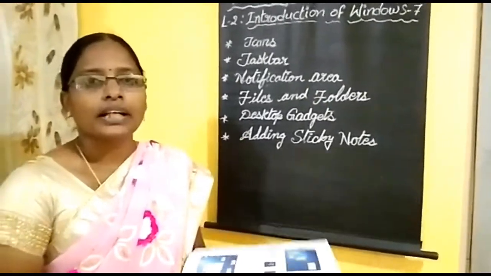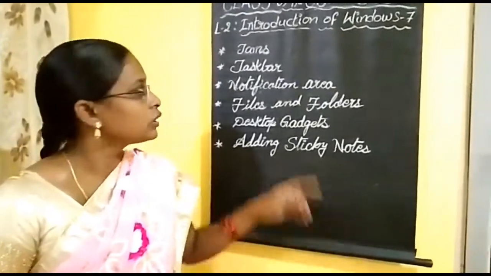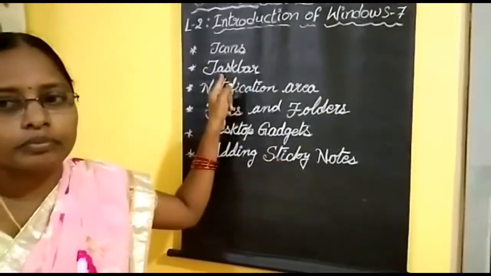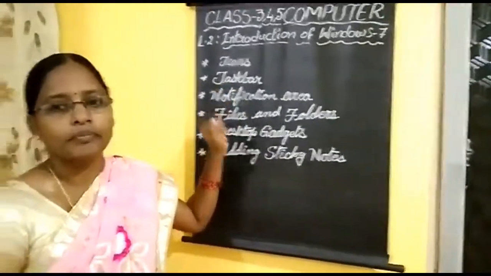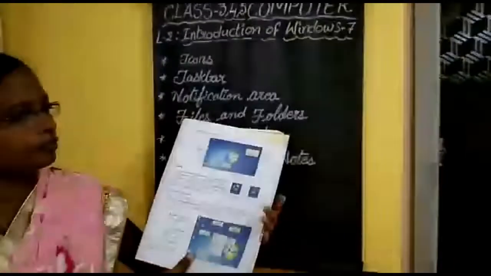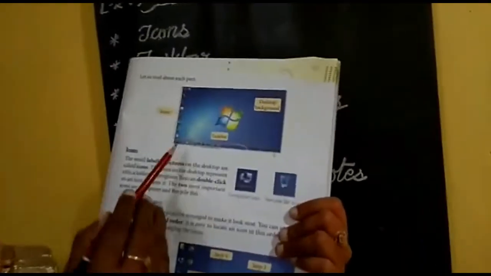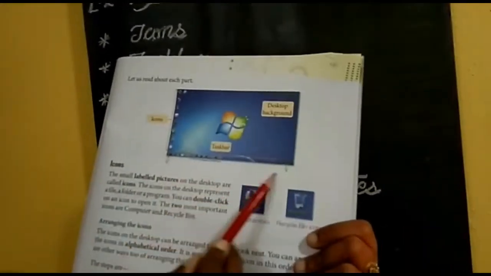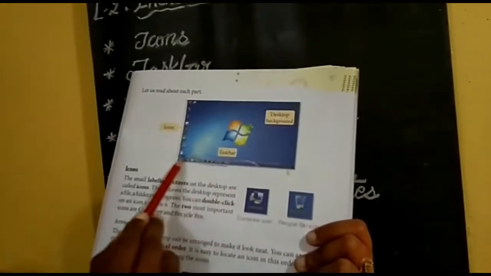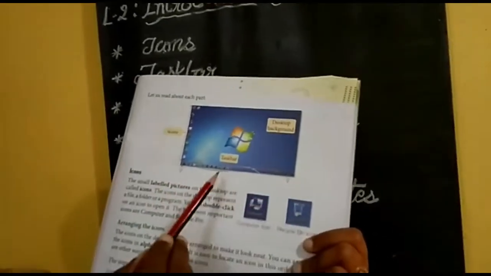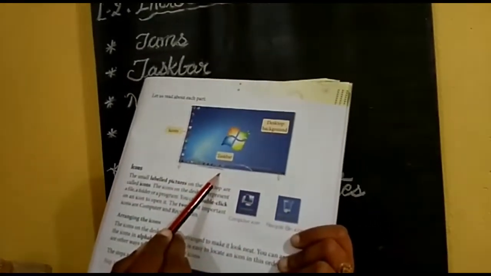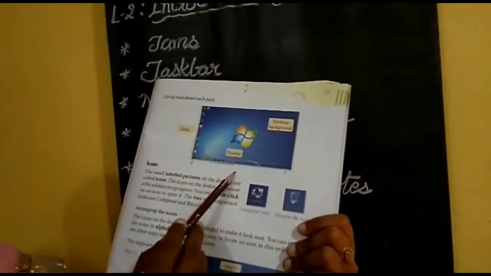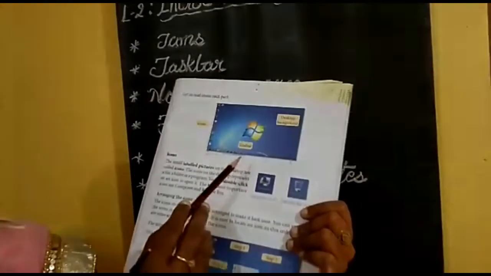Okay children, and next we will discuss about taskbar. Now taskbar. See here. This is the taskbar. The long horizontal bar located at the bottom of the desktop. It is divided into many sections.